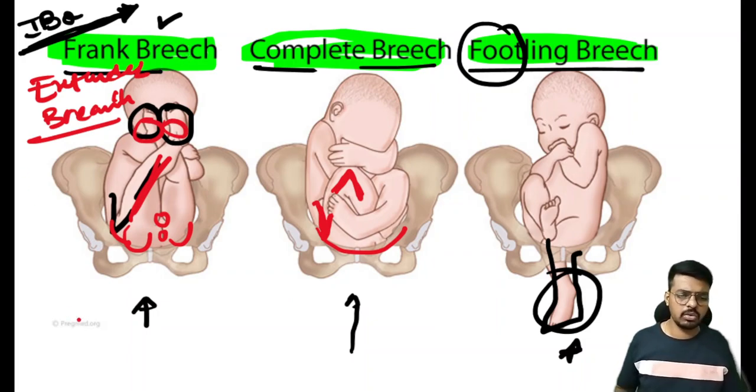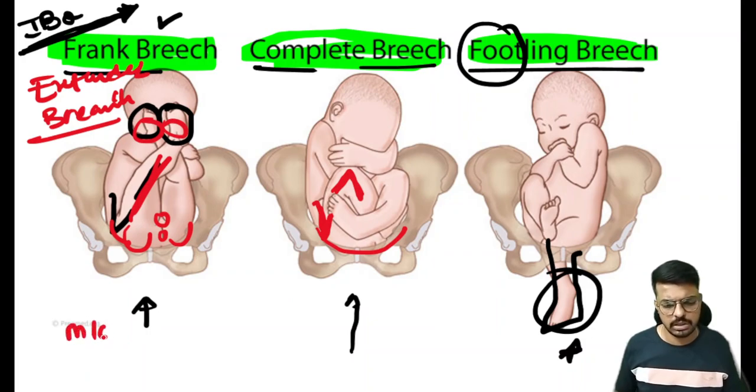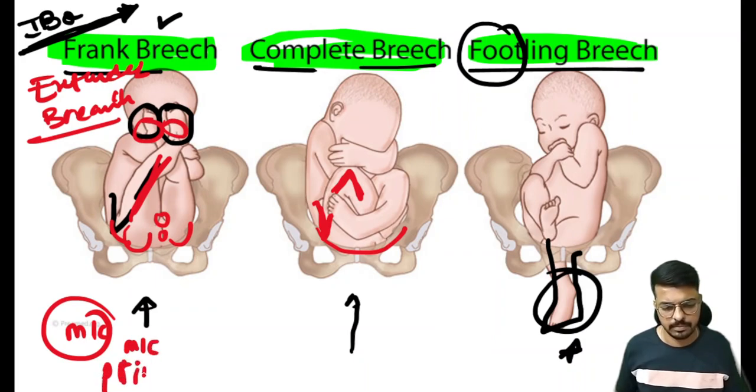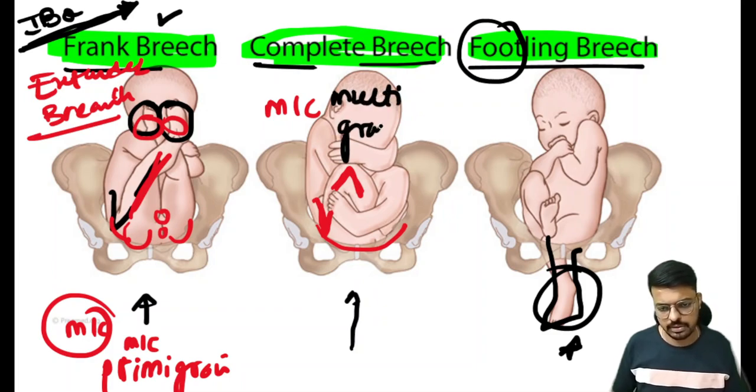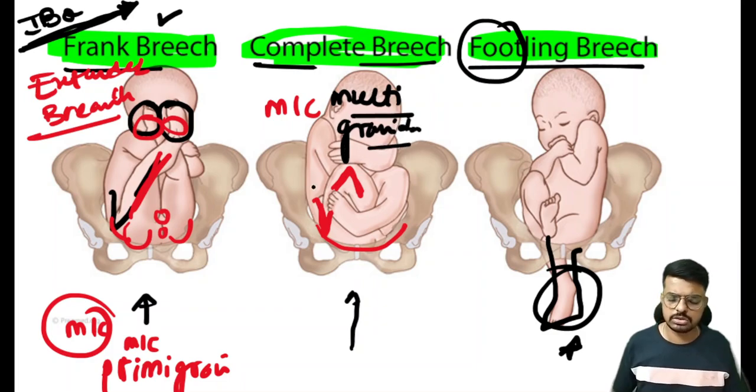So now tell me, what is the overall most common type of breech? The overall most common type of breech is the frank breech. The most common in the primigravida is the frank breech. The most common in the multigravida, or multiparas, we can say, no problem, is the complete breech. Both are not the same, but for this question it is the same. Overall most common is the frank breech.